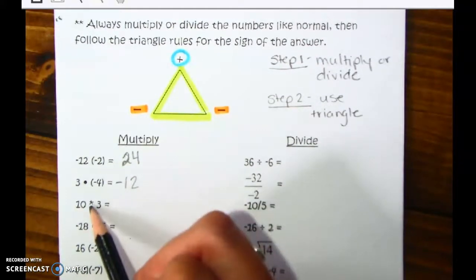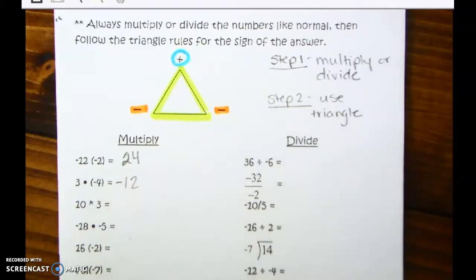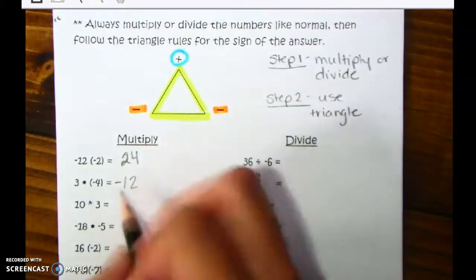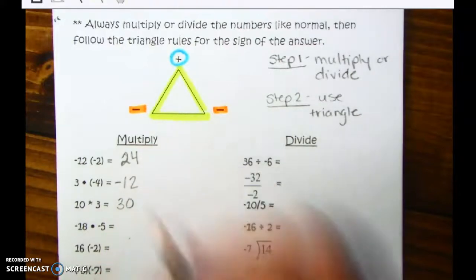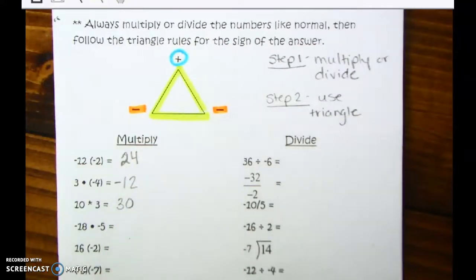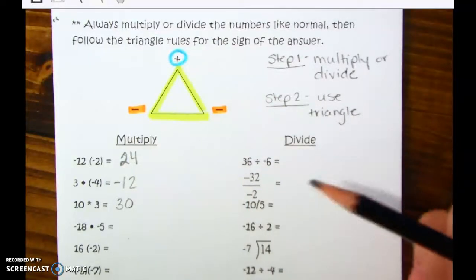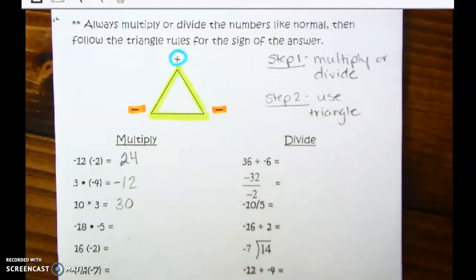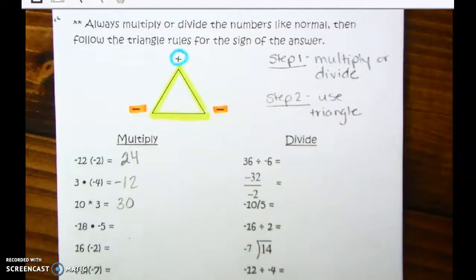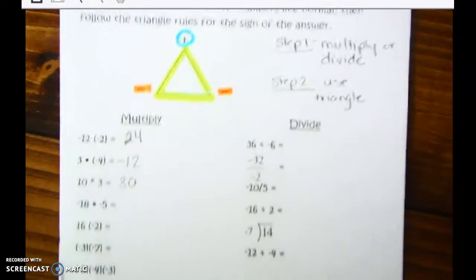Our next one, the star asterisk, it still means to multiply. So 10 times 3, just like normal, is 30. And notice there's only one positive up there. So a positive and a positive is just like you've multiplied ever since you've started doing multiplication. Your answer is positive.